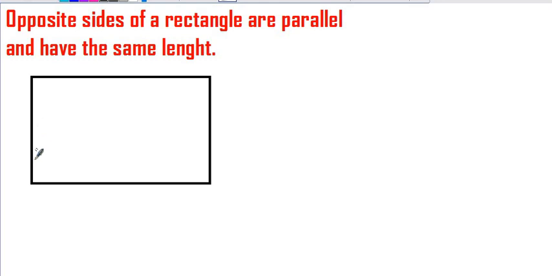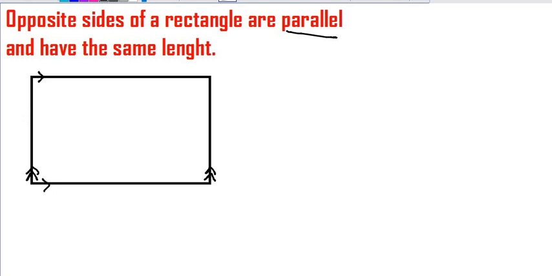So you see a rectangle in the figure. The opposite sides, for example this side and this side, are parallel to each other. So these two sides are parallel, and also these two sides are parallel because they are opposite to each other. And they have the same length.